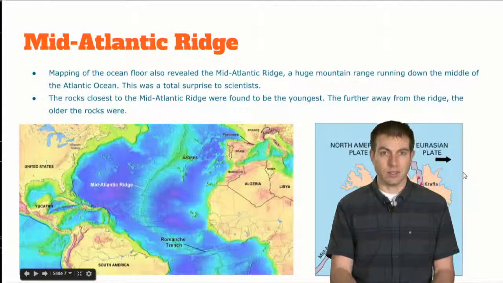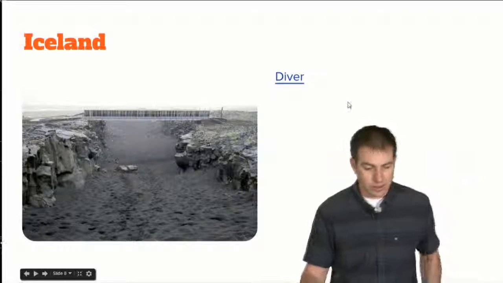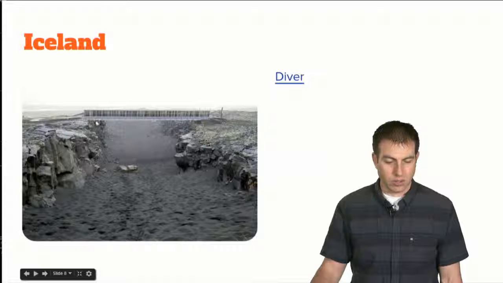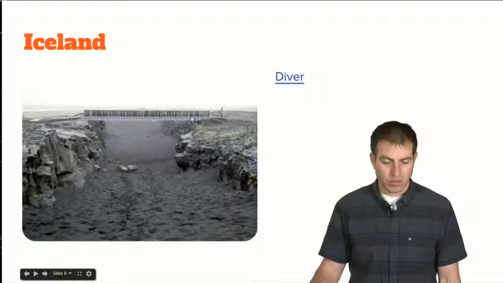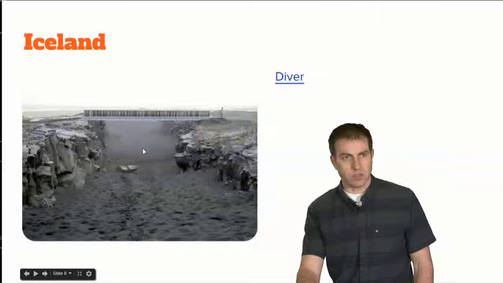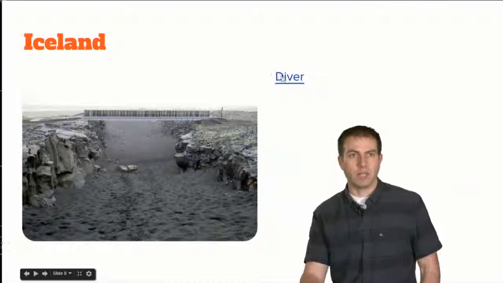So does it exist? Here's Iceland. This is literally a picture of two continental plates. You have Eurasia on one side and North America on the other. So this literally exists. There's this rift that runs through the middle of Iceland.